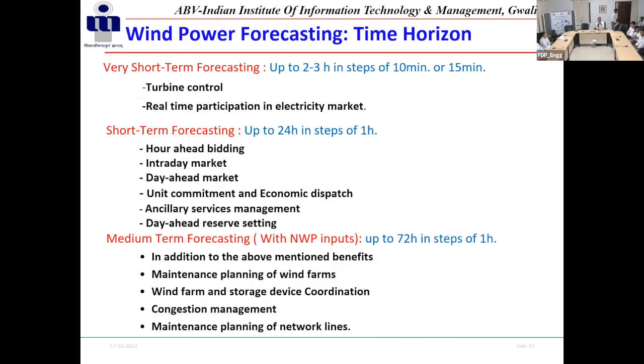So already you can see the three categories which I told you: very short-term, short-term and medium-term forecasting. Two to three hours is known as very short-term, up to 24 hours is short-term, and after that, from one day to even one week, it is going to be medium. And you can see the various applications for why these forecastings are done.